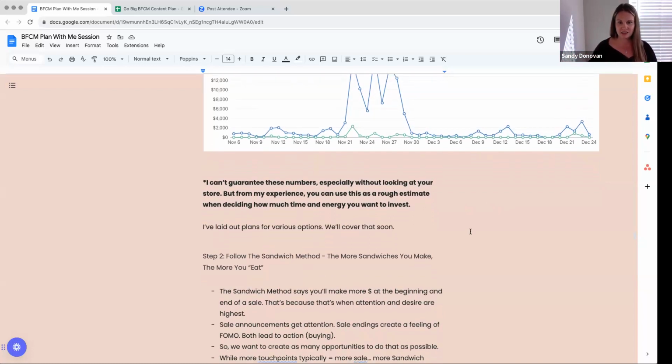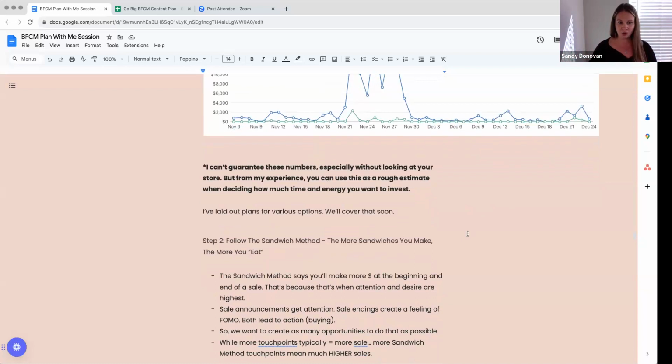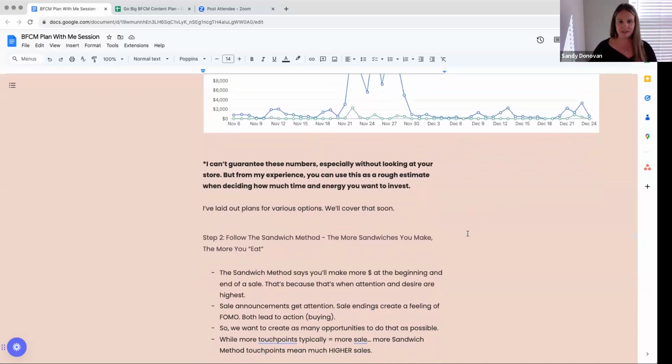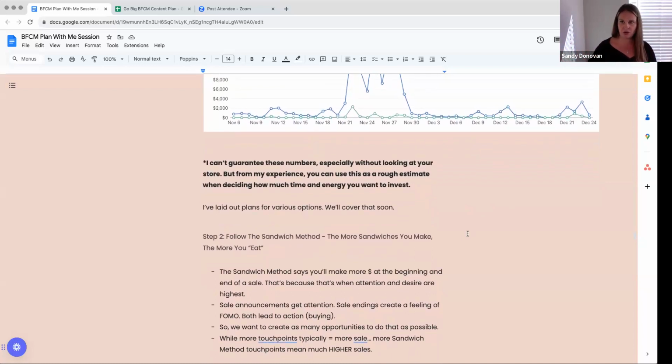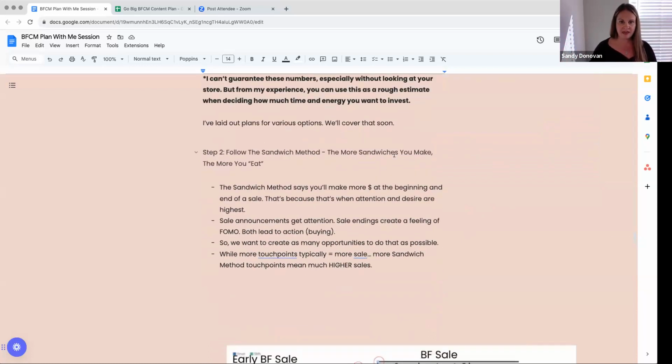Now, I can't guarantee these numbers, especially without looking at your store, but from my experience, this is not atypical of what I see from my clients when I work with them. So I've laid out the plans with various options. You're going to have an opportunity here in a minute to choose your track, and then you're going to stick with that. All right.